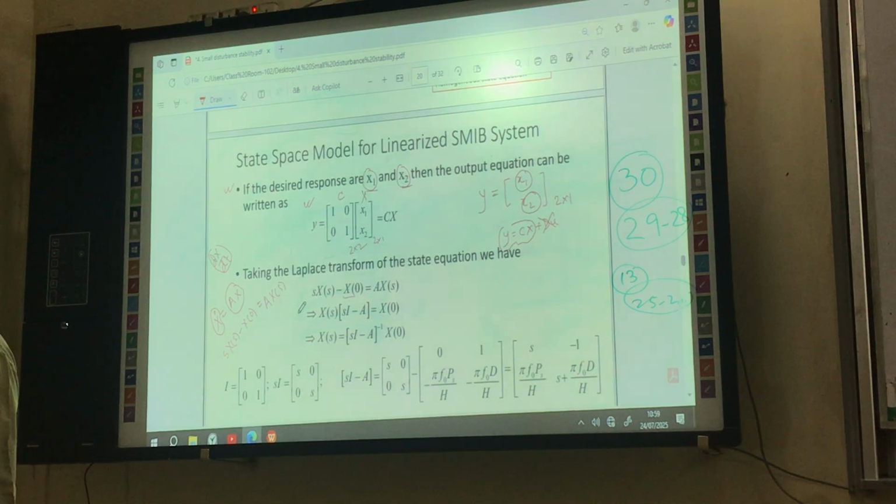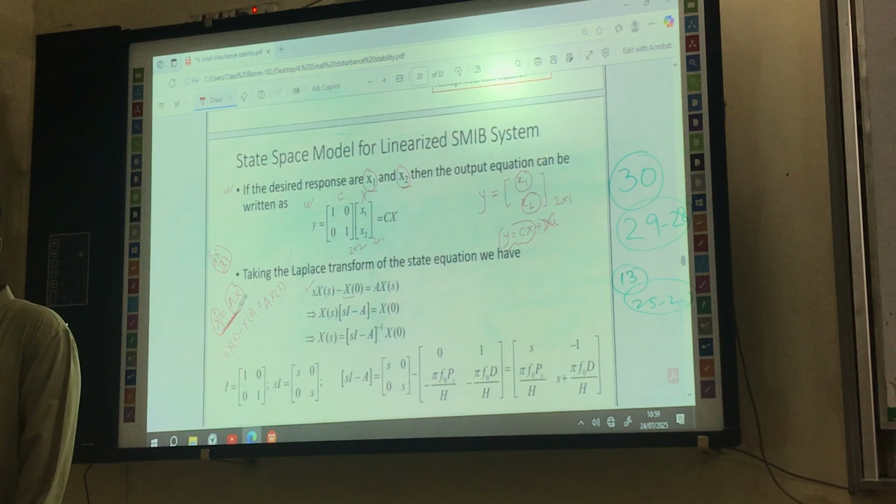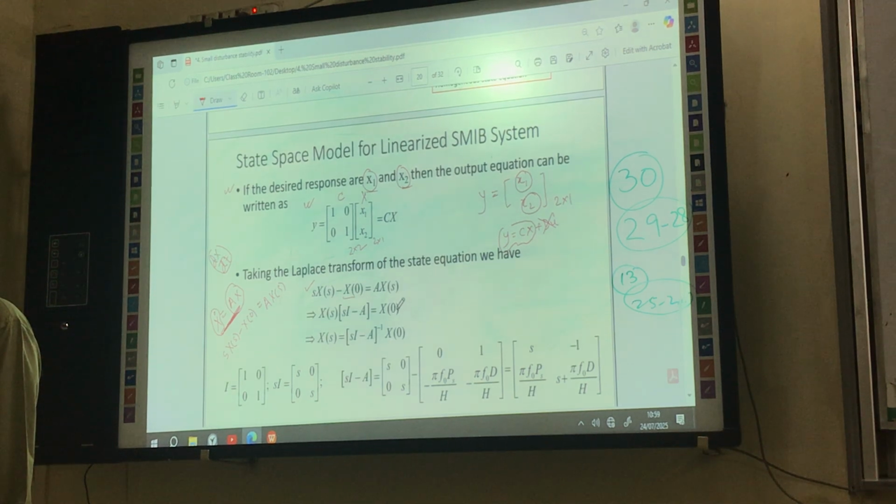I think you know this thing. So this is our Laplace transform for this expression. Now we are just rearranging this equation like this. This term is in the right hand side, so it will be plus x of 0, and this has come to the left side. Okay.